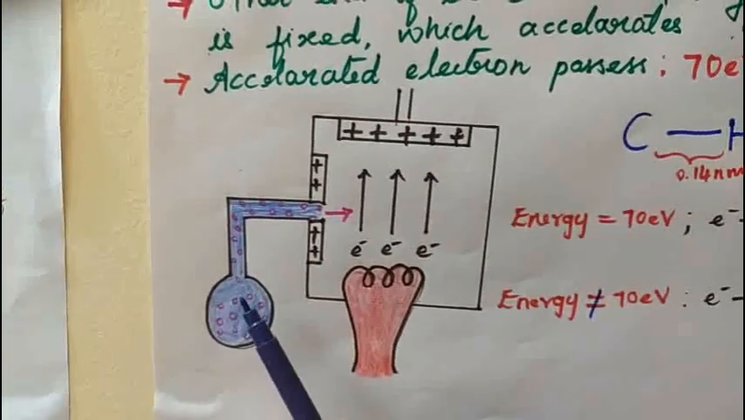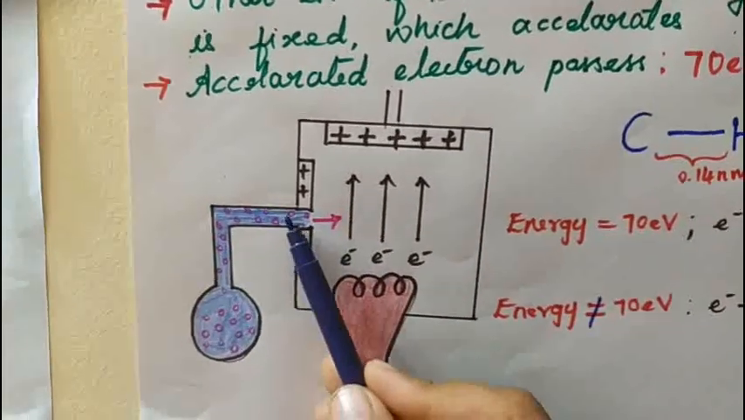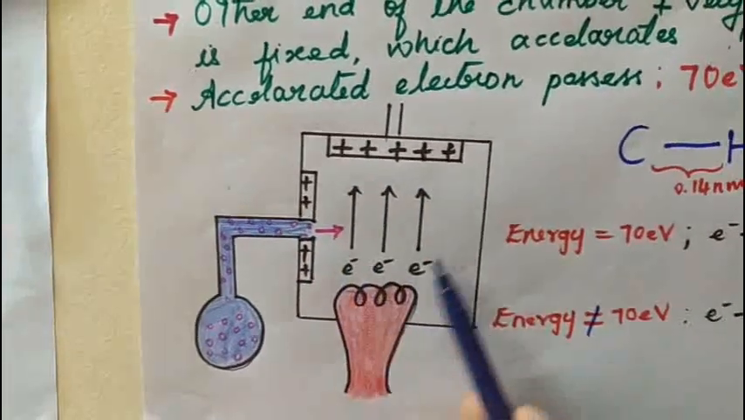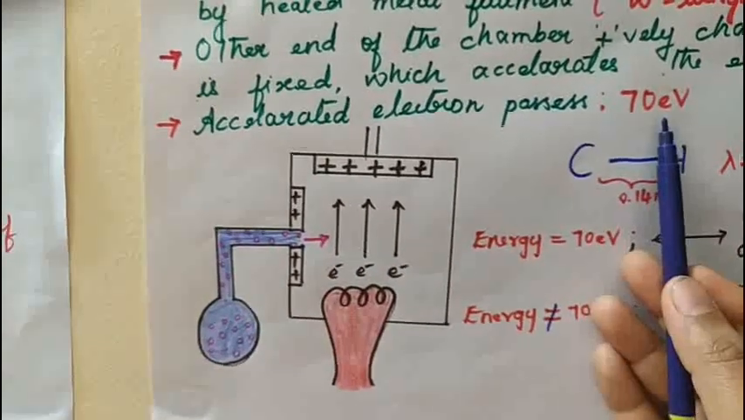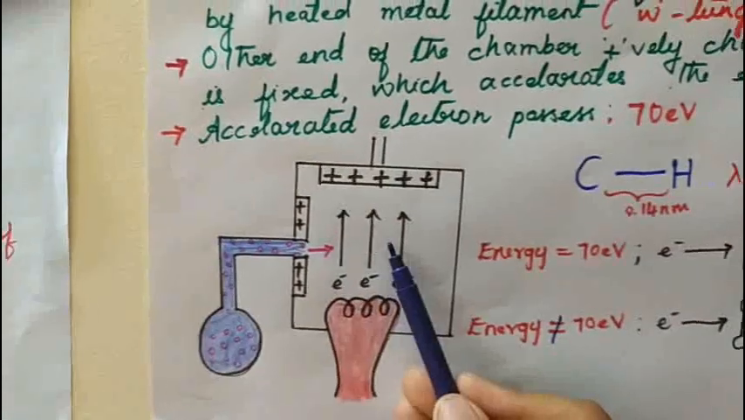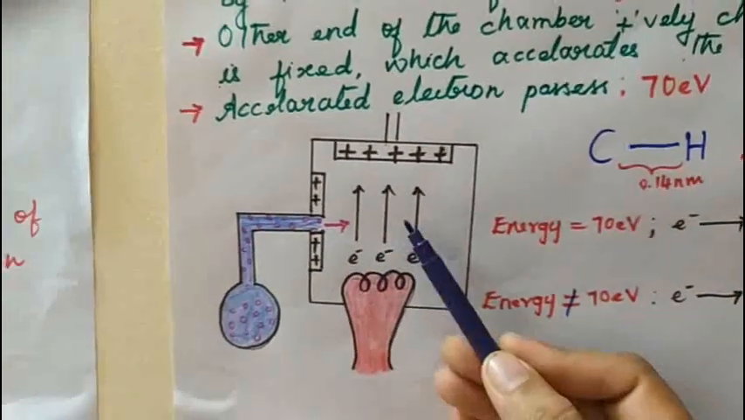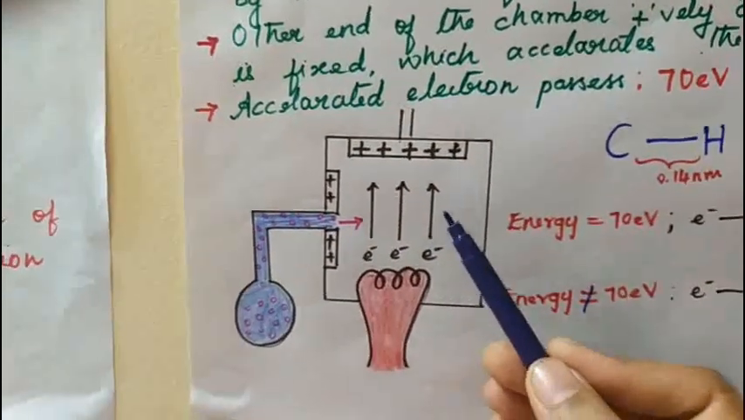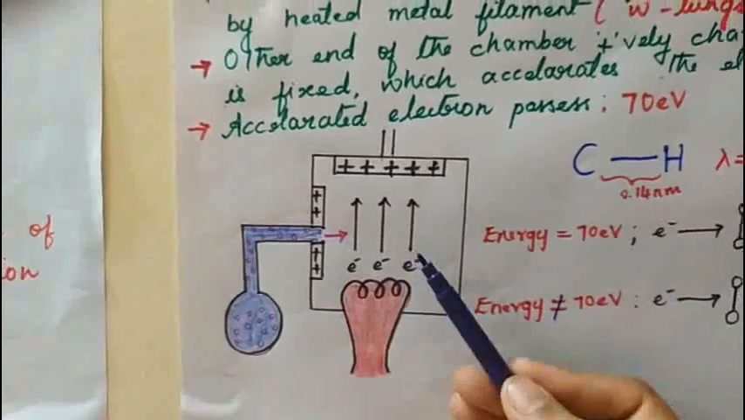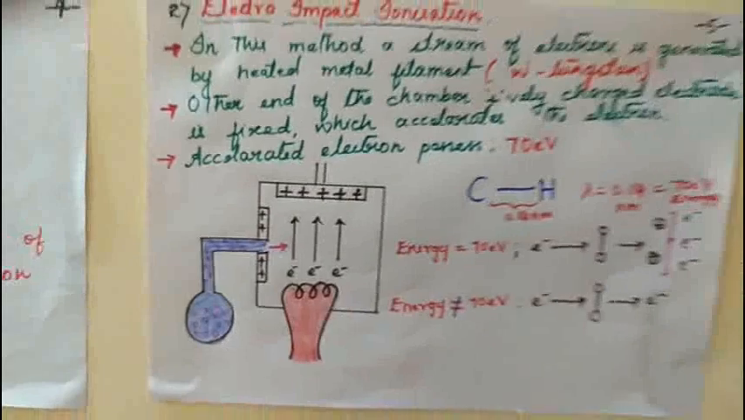And this is the sample inlet, where we insert the sample which is in the vapor phase. When it comes in contact with the beam of high energized electrons which possesses energy of 70 electron volt, ionization of the molecule occurs, and that results in the formation of the molecular ions. The molecular ion, otherwise also known as cation, being unstable, undergoes fragmentation to give the fragment ions.